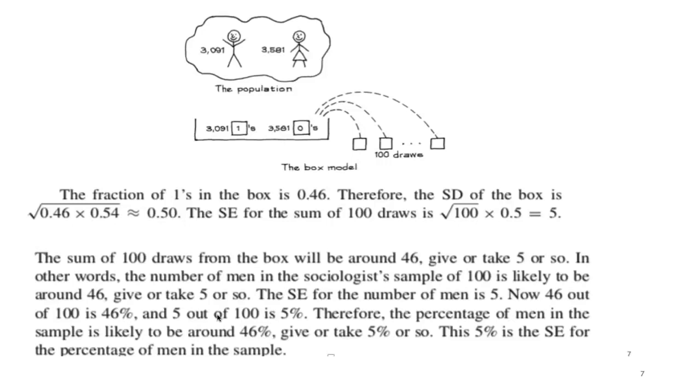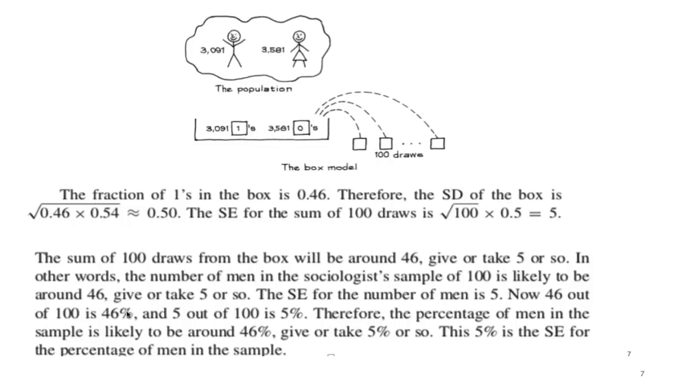That means that if I pick 100 draws from this box, then we expect to get about 46 men, give or take 5 or so. So that 5 is the standard error that we computed in the previous lecture. And to convert this number 5 into a standard error in percentage, all we have to do is convert it into a percentage. So we take 5 and we divide it by the sample size. So 5 divided by 100 is 0.05, and that, as a percentage, is 5%. So that means that when I sample 100 people, I expect that the percentage of men is about 46%, and then the standard error percentage is 5%.